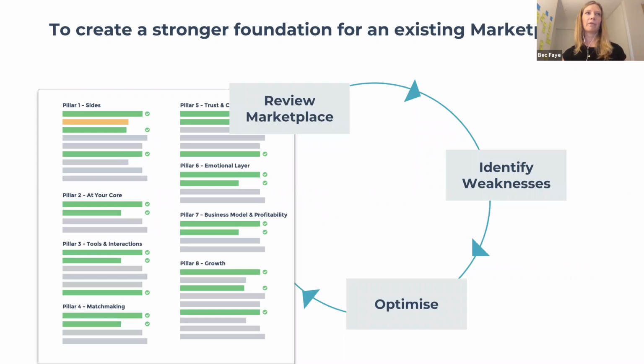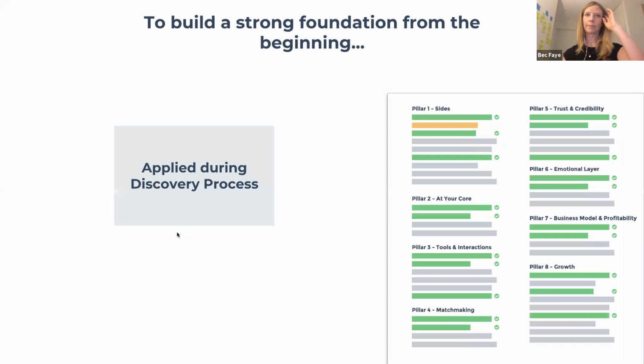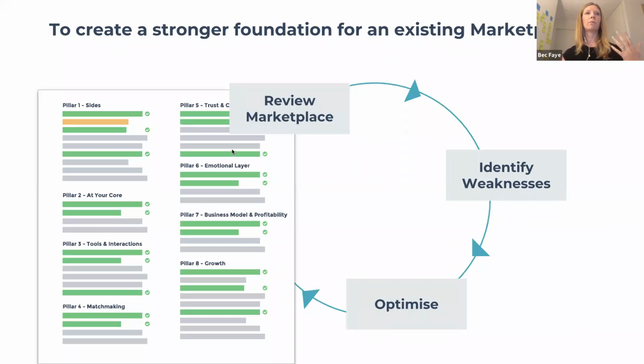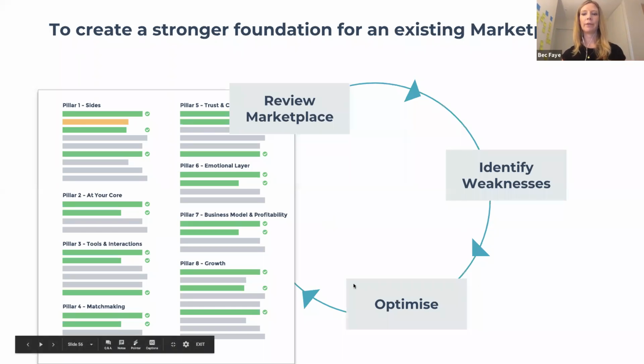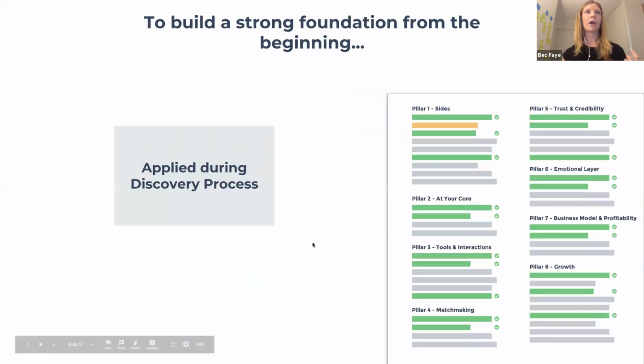Now, essentially, there's a couple of different ways we can look at the 8 pillars. If you imagine the 8 pillars as being a bit of a checklist, if you have an established marketplace, essentially it involves doing a review of the marketplace, identifying weaknesses, optimizing, and continuing around in that kind of loop. If you are looking at building a strong foundation from the very beginning, so in other words, you're still in the idea or discovery phase for your marketplace, you can actually apply this checklist thinking during the discovery process. And I have a process that I outline, which won't be in this particular masterclass, but it's something that I'll cover later on, which can really help you to build up that strong foundation from the beginning.